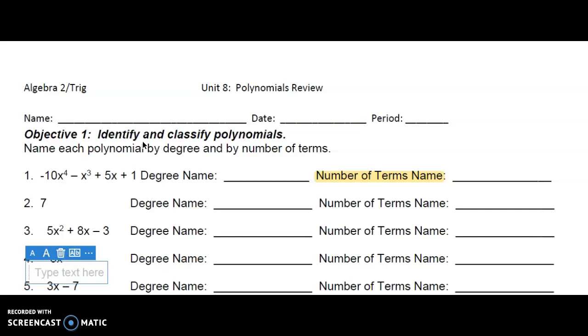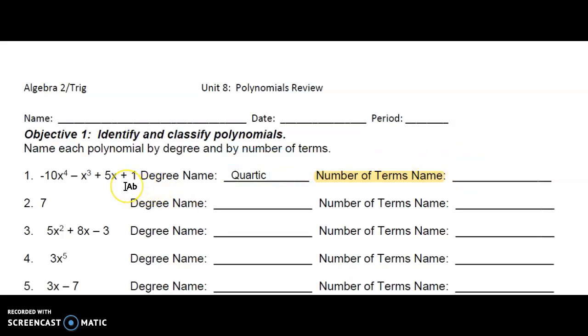Now, in order to classify something, it must be in standard form. That means the highest exponent should be first, and then they should go in order to the lowest exponent. So from highest to lowest. Number 1 is in that form. So now when you're looking at degree, you're looking at the highest exponent. The highest exponent in number 1 is 4. So the name of a degree 4 is called a quartic.